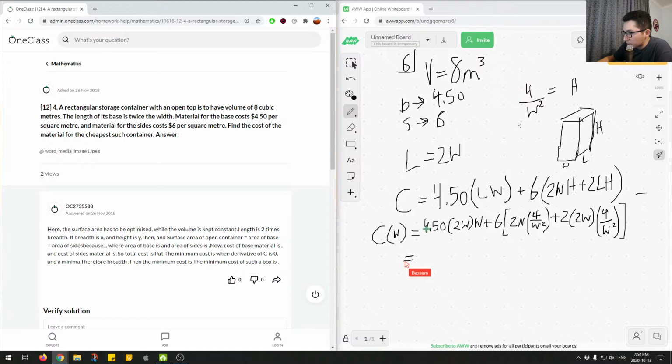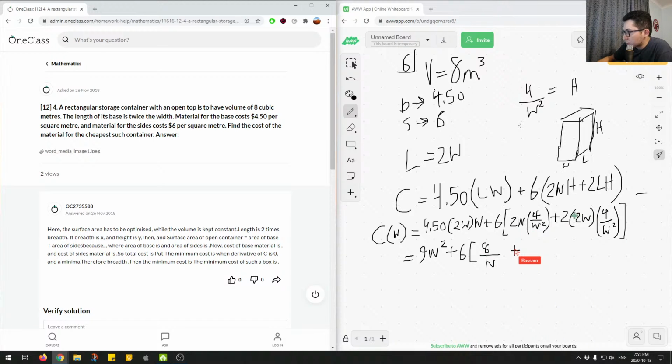So we have 450 times 2, which is 9. W times W, which is W squared. And then we have plus. So we have the 6 in front. We'll keep that in front for a second here. And we'll look at inside the bracket. So we have 2 times 4, this is 8. And then we have W divided by W squared, which is just divided by W.